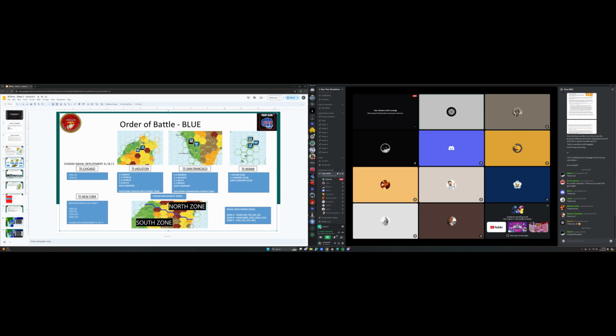And down at the bottom here, this north zone, south zone, what I did for the land forces was instead of giving them very specific hexes they needed to be in, I just separated Task Force Houston and said, okay, you can deploy anywhere north of this line on the map with them, and you can deploy anywhere south with San Francisco. And again, it just gives the players a little bit more agency.